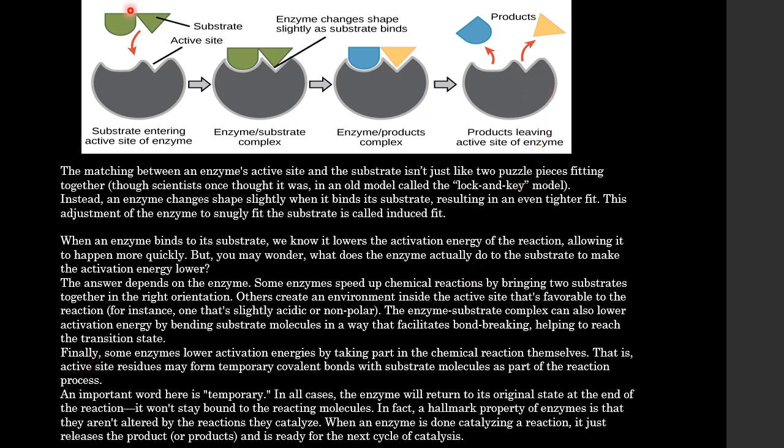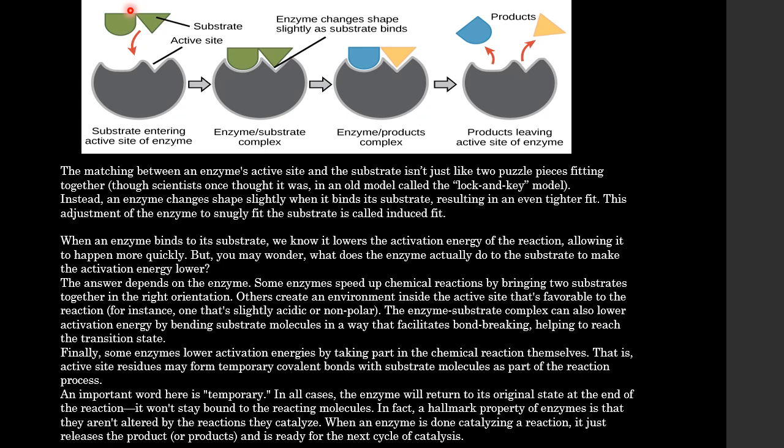Okay, so now let's go in detail. The matching between an enzyme site and the substrate isn't just like two puzzle pieces fitting together, as it was said in the old model of lock and key. Instead, an enzyme changes its shape slightly when its substrate binds, resulting in an even tighter fit. This adjustment of the enzyme to fit the substrate is called an induced fit.